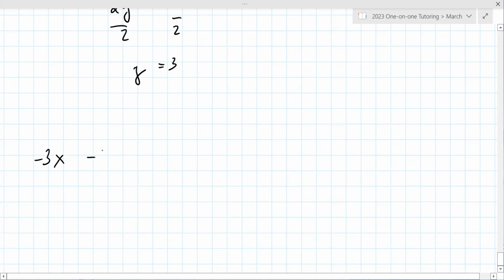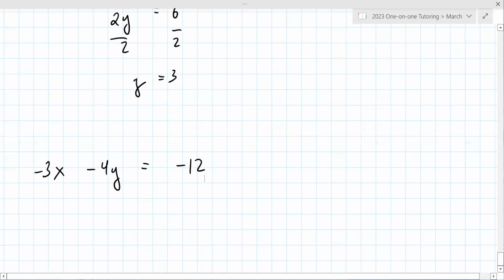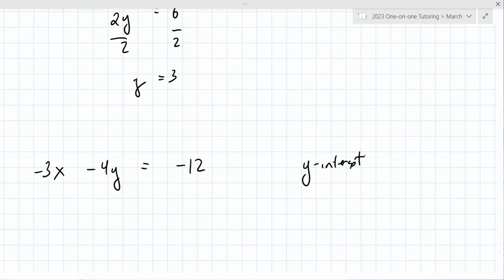Let's have you try one. Minus 3x minus 4y equals negative 12. This time, again, just like the last problem, I want the y-intercept. Okay, so what are we going to set equal to 0? I know what to do. Y equals 3. Y equals 3. Very good.